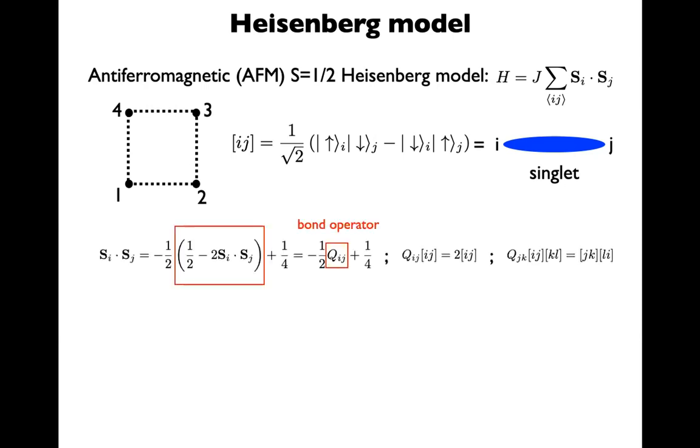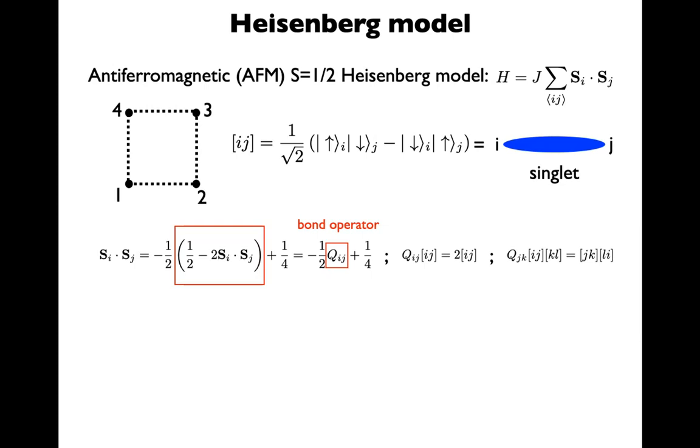And I'm going to introduce the so-called bond operator. That bond operator is one half minus 2 S_i dot S_j, and I will call that Q_ij. So this S_i dot S_j can be written in terms of Q_ij with some prefactors and then some constant added. And this Q_ij is going to be an eigenoperator of that singlet. In other words, if I put Q_ij acting on the singlet, I'm going to get a factor of 2 and then back to the ij singlet.